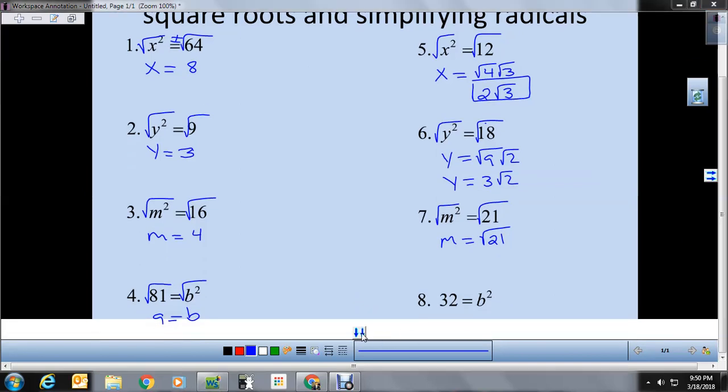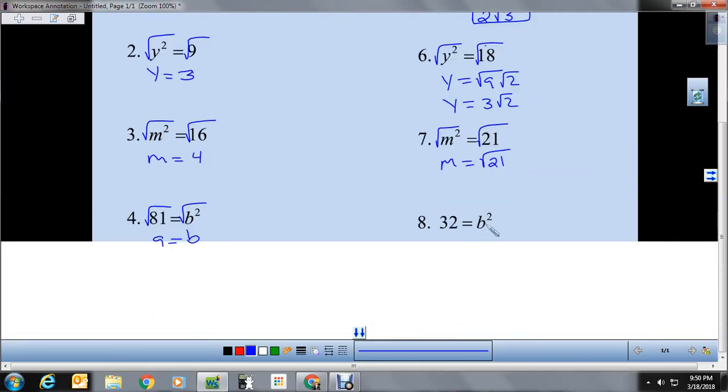Now, this one here, we have b squared is equal to 32. Square root of b squared, square root of 32. Square root of b squared is b. The square root of 32 can be done a couple of different ways. If we take this apart and think of 8 times 4, the square root of 4 is 2, and then we're left with 2 times the square root of 8.